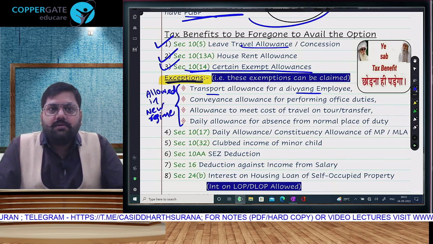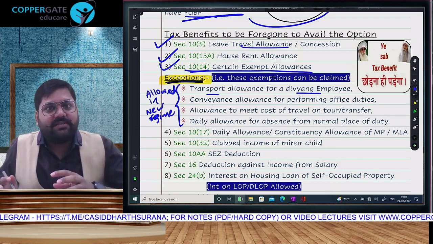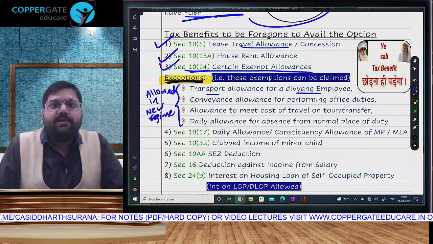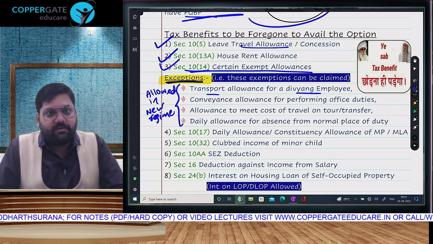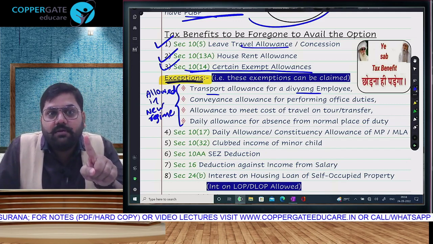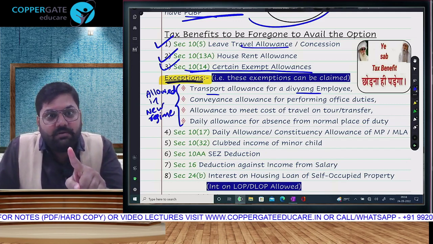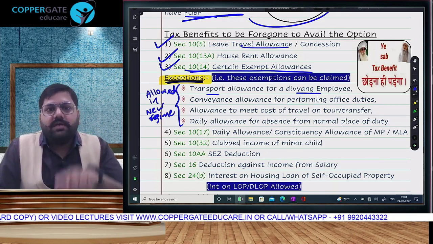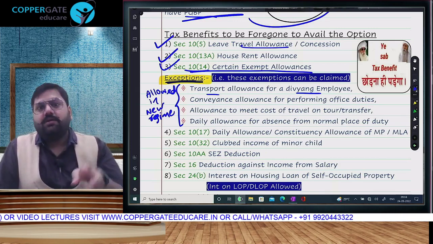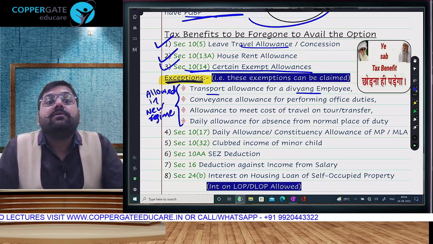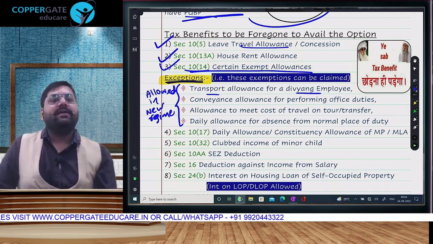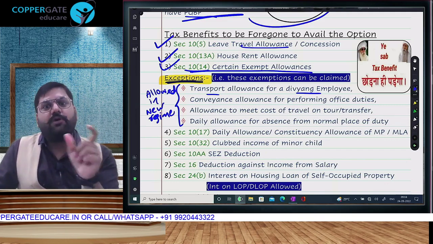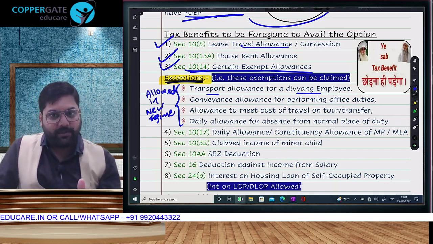What is the exemption given? 3,200. Like you have children education allowance 100 rupees per month, hostel allowance 300 rupees per month. What is the threshold for a Divyang employee? 3,200 rupees per month. Is that an exemption of 10(14)? Yes. Is that allowed in older regime? Yes, in old regime everything is allowed. Is that allowed in new regime? Yes, because it is an exception. Normally we will not give you, but this we will give you. Out of respect towards Divyang employees, we will give you.